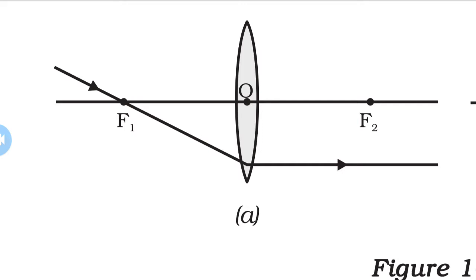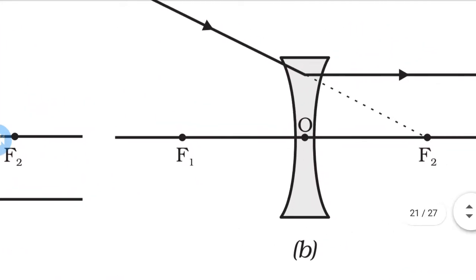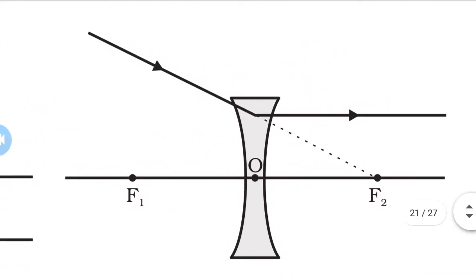Now the next ray, ray 2, a ray passing through the principal focus. A ray passing through the principal focus F1, after refraction through a convex lens, will emerge parallel to the principal axis. Similarly, in a concave lens, a ray of light directed towards the principal focus F2 on the other side of the concave lens, after refraction will emerge parallel to the principal axis, as shown in the figure.